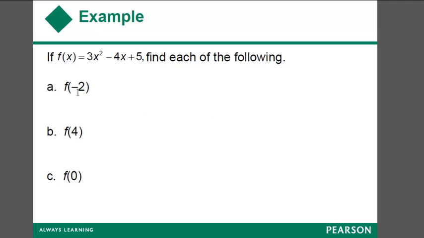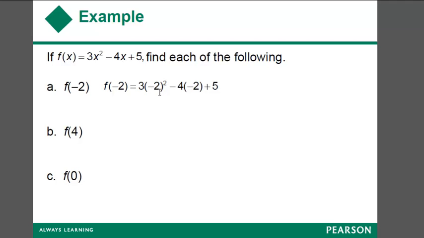I want to find f of negative 2. What this is telling me to do is replace my x everywhere in my equation with a negative 2. So f of negative 2 is equal to 3 times negative 2 squared minus 4 times a negative 2 plus 5. Notice I've rewritten this entire equation, but this time with negative 2's everywhere there's an x. And I'm going to simplify.